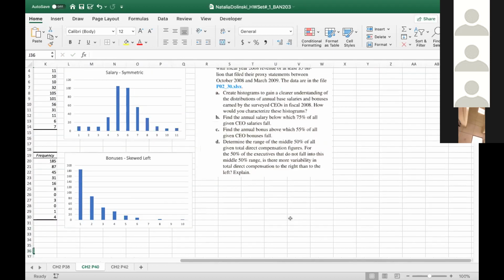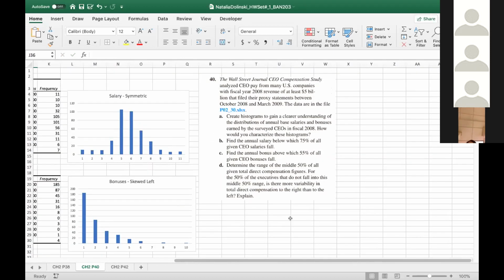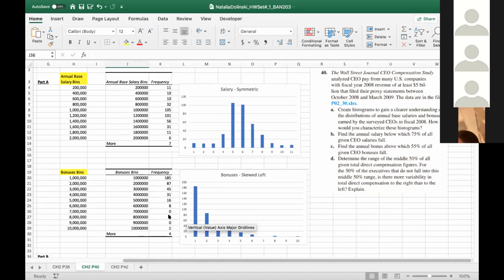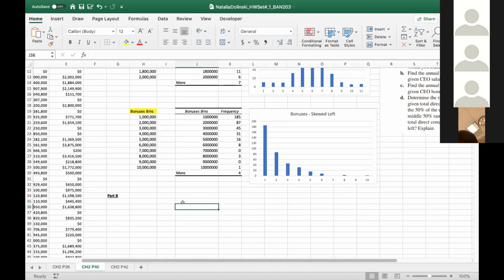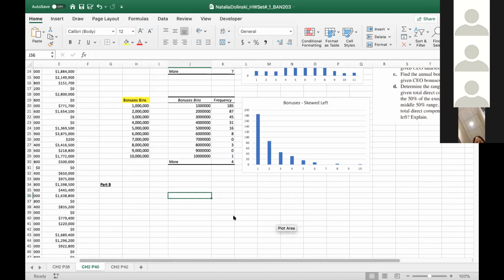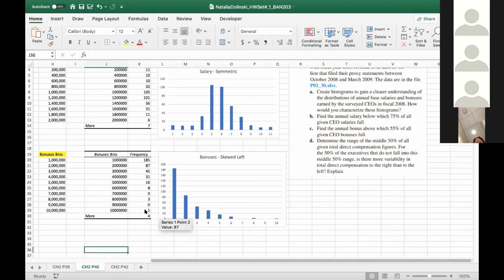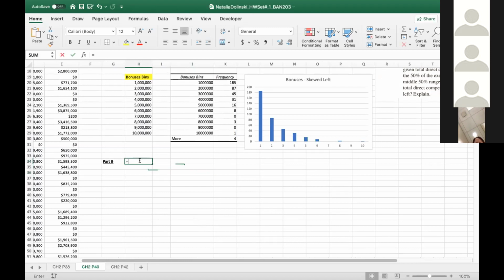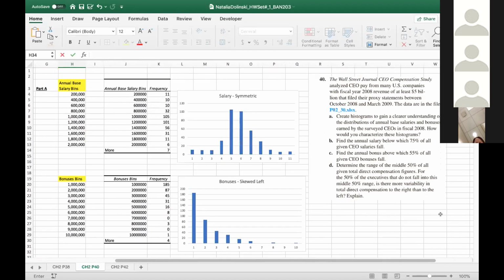Okay. For part B, it says to find the annual salary below which 75% of all given CEO salaries fall. Right. Like, where should I start with this question? Because I don't know if you have the formula from Excel. So you're in the regular class, right? Yeah, correct. Remember when we talked about percentile? Oh, so wait, I think I know how to do this one. So I think you just have to do, wait, what's the question today? Find the annual salary.